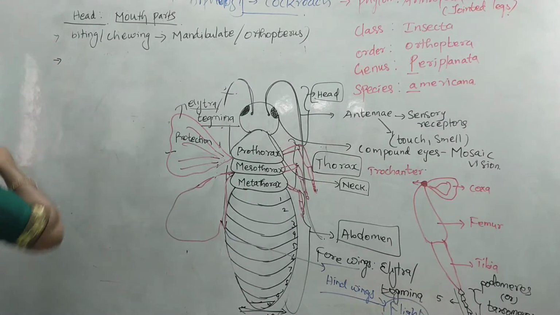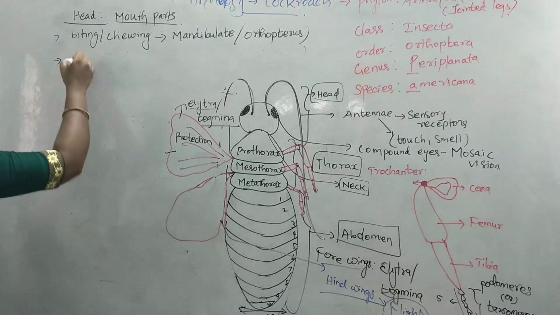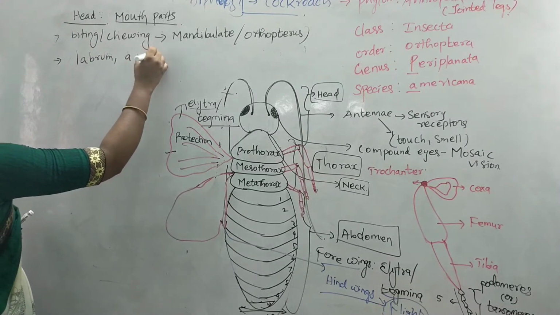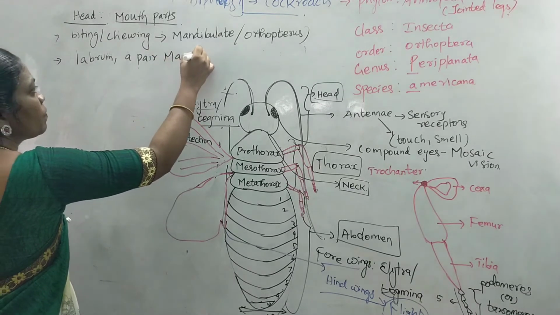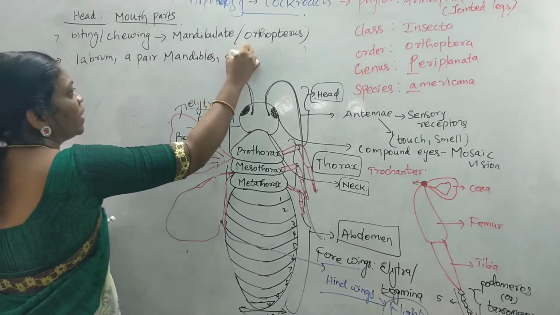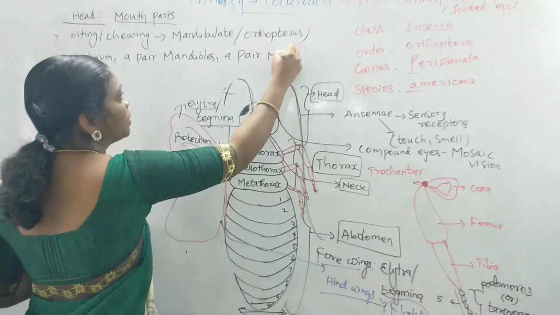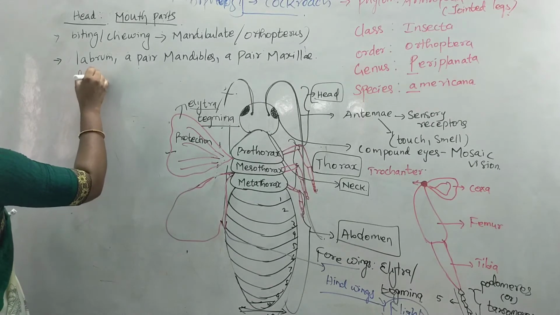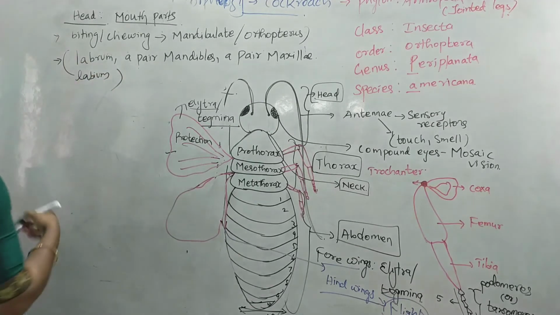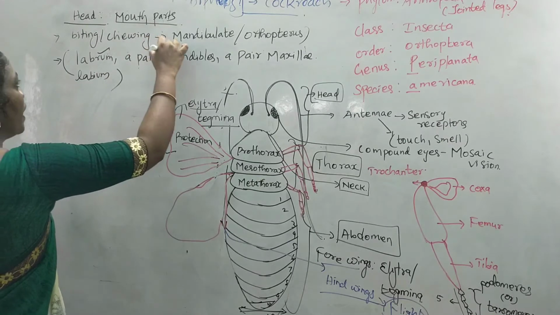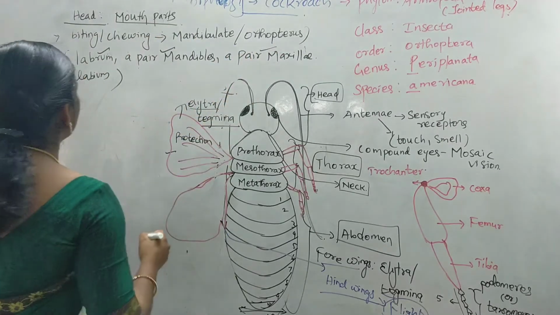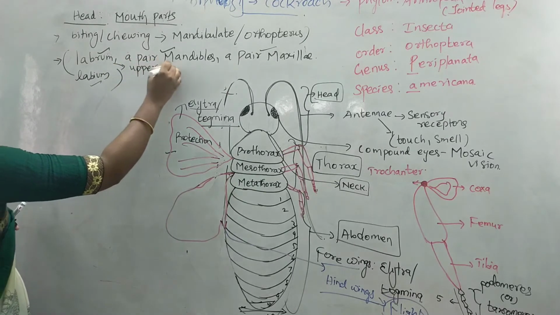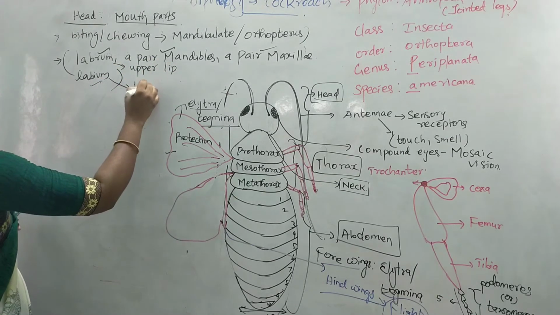What structures are present in the mouth parts? We'll start with the labrum, a pair of mandibles, a pair of maxillae, and also the labium. So the mouth part consists of all these structures: labrum, a pair of mandibles, a pair of maxillae, and labium. The labrum is known as the upper lip and the labium is known as the lower lip.